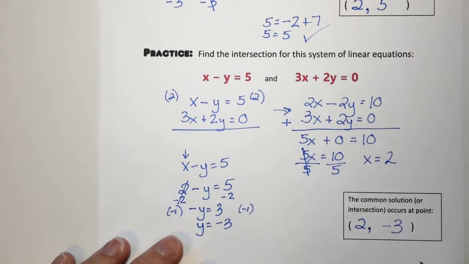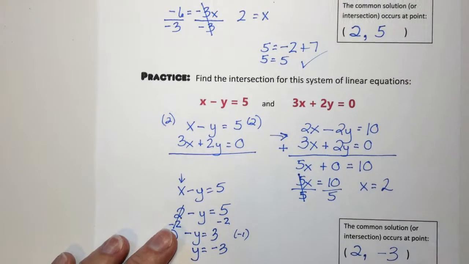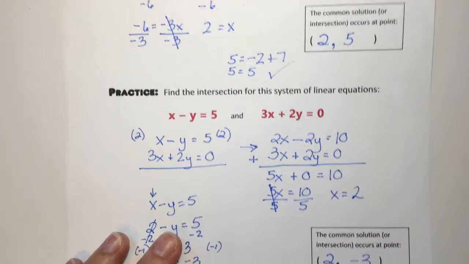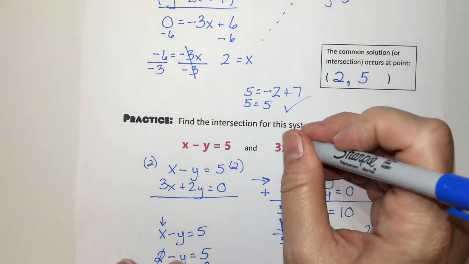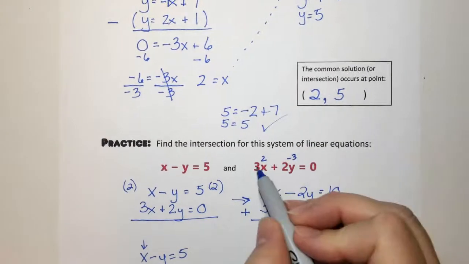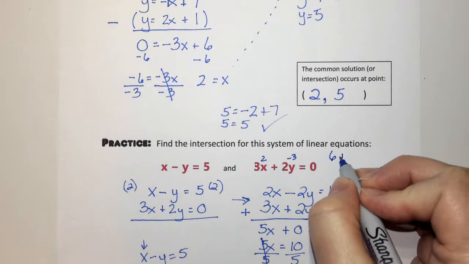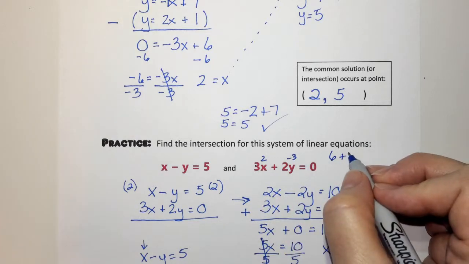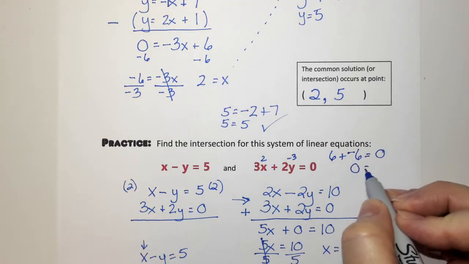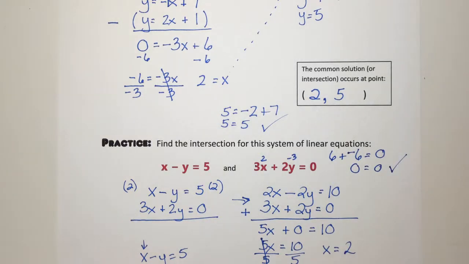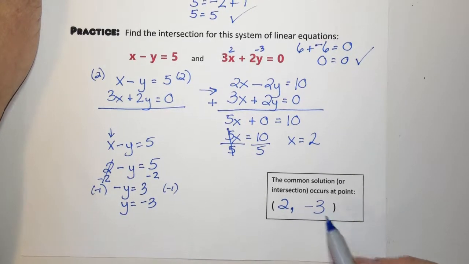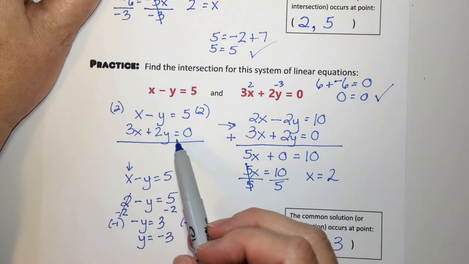How can I be 100% sure that I did all the math right? Plug it back into one of the equations. And let's go ahead and use the other one. Let's use 3x plus 2y equals 0. In place of x, I'm going to put 2. In place of y, I'm going to put negative 3. Here we go. So 3 times 2 would be 6, plus 2 times negative 3 would be a negative 6, equals 0. 6 plus a negative 6 becomes 0, equals 0, and that is true. So I'm 100% certain that my common solution, or the point of intersection, occurs at 2, negative 3.